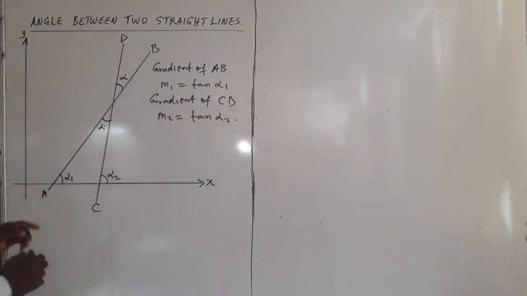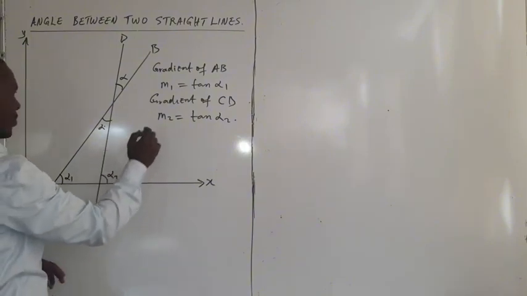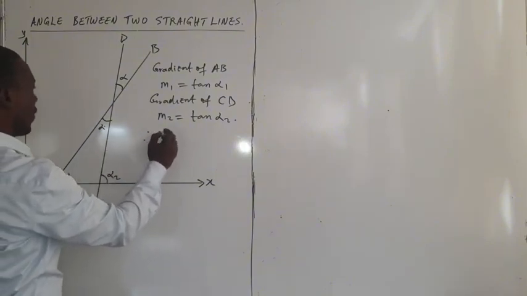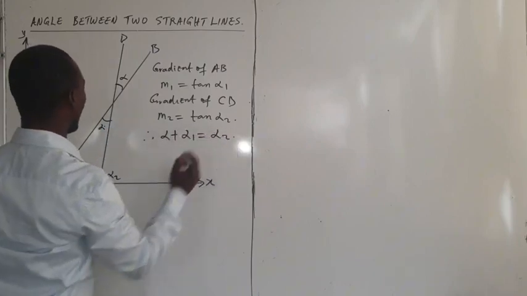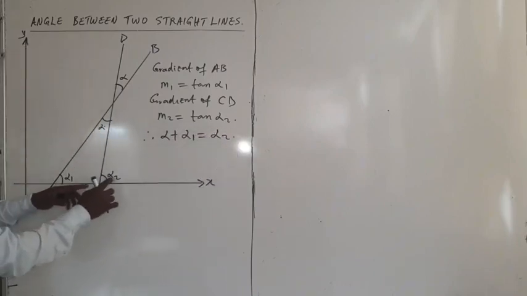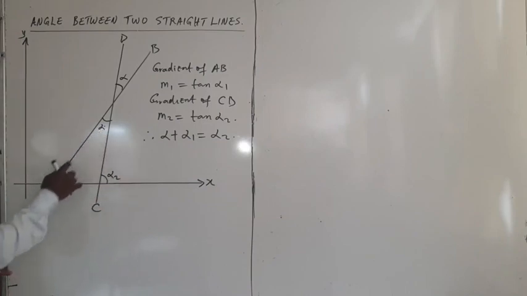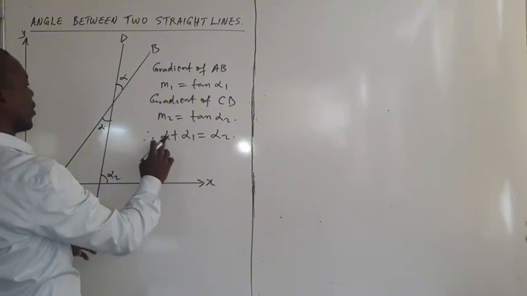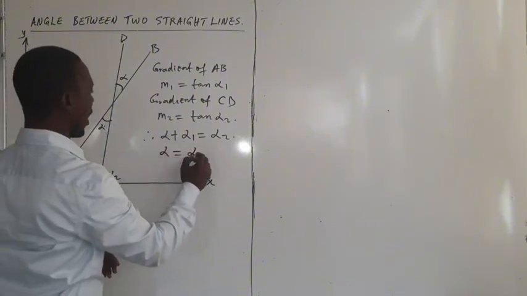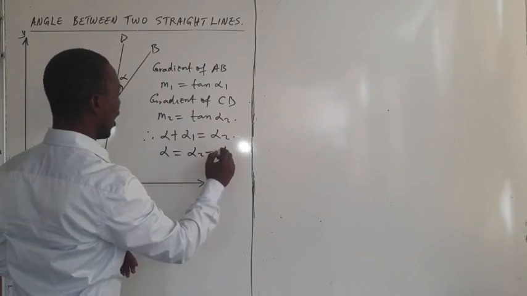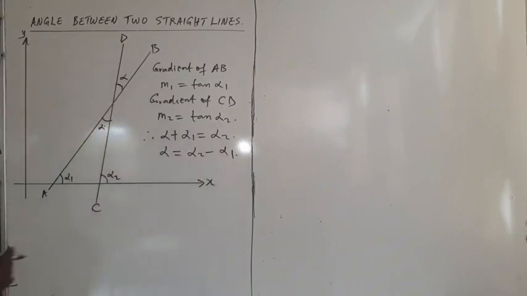But remember that alpha plus alpha 1 equals alpha 2. That is, the exterior angle is equal to the sum of the interior opposite angles. Since we are looking for alpha, alpha equals alpha 2 minus alpha 1. That is our alpha.